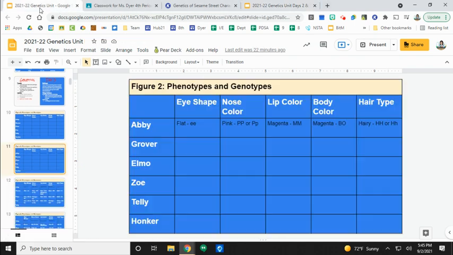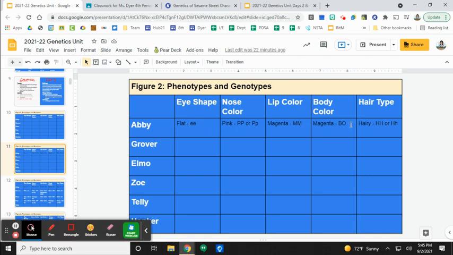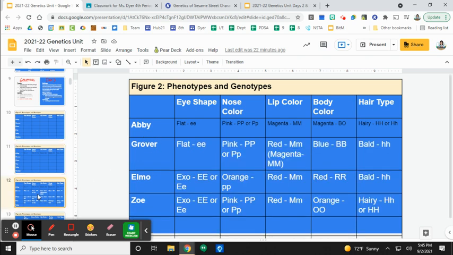Okay, so this is what Abby's information looked like. This is what we just did. And then if you have filled out Grover, Elmo, and Zoe, this is what Grover, Elmo, and Zoe should look like. And now I would like you to check your work, make sure that you have it done correctly.